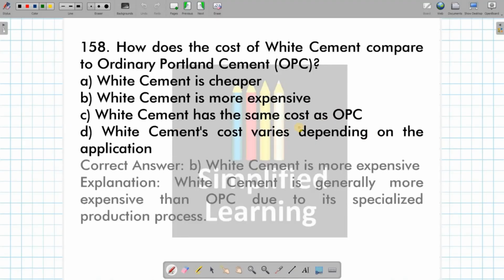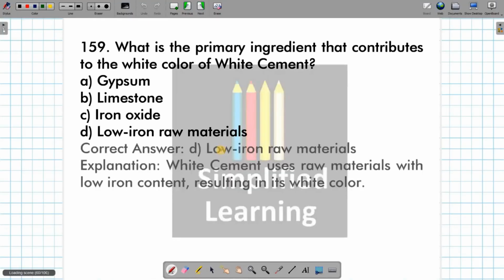And how does the cost of white cement compare to ordinary Portland cement? Then white cement is obviously more expensive. As we are moving further from OPC, the cost is obviously going to vary and more possibly in higher range. And the primary ingredient that contributes to the white color of white cement, it is the low iron raw material. Okay, reduction in iron raw material is going to lead the whiteness of that white cement.